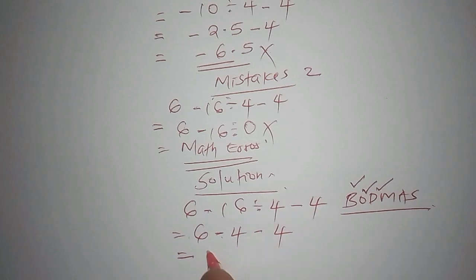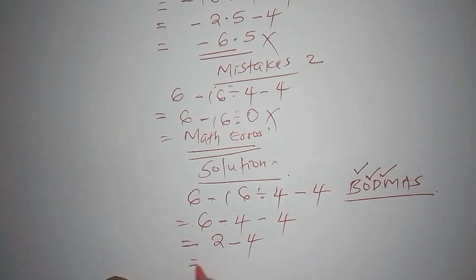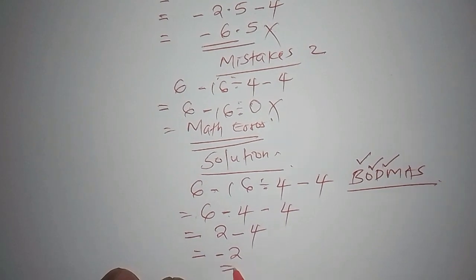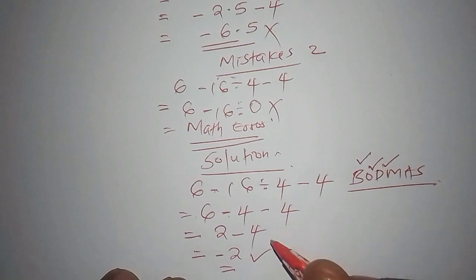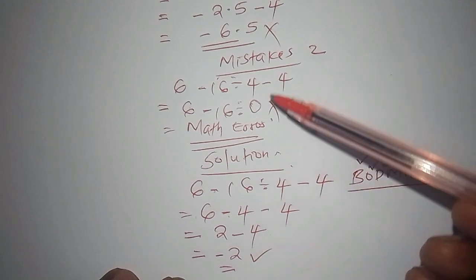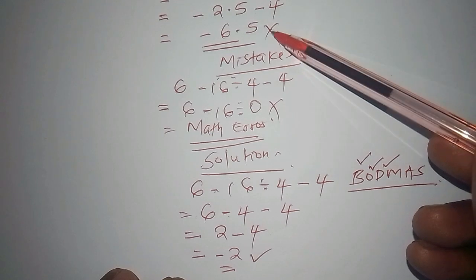We shall get our answer as 2. Then we shall have 2 subtract from 4. So our final answer now becomes 2 subtract from 4, we shall have 2, and that 2 is minus 2. So our correct response was supposed to be -2, and that is the correct answer by following the correct order of operations, unlike the first one and the second one.